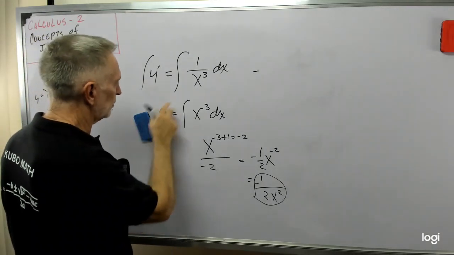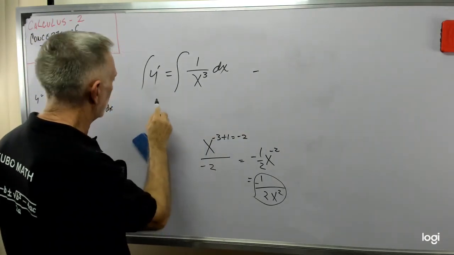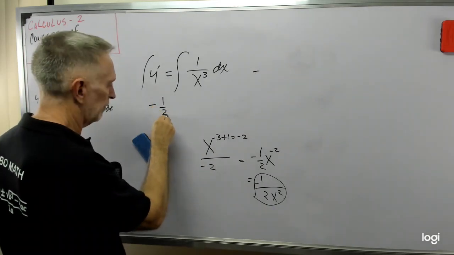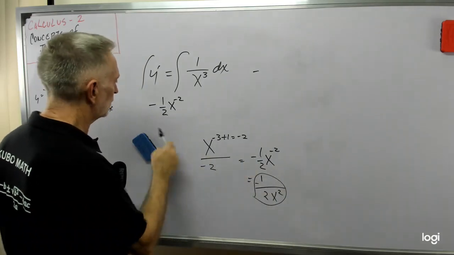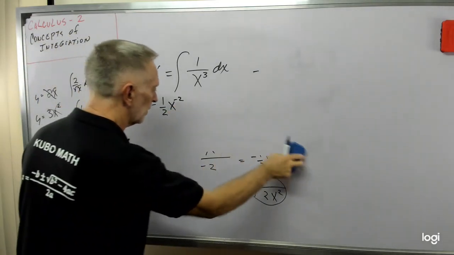Let me clear some of this out. We're trying to get back to this. And what do we have? We have a negative 1 half x. I'll just go ahead and bring it back to the numerator. We have that. Okay?